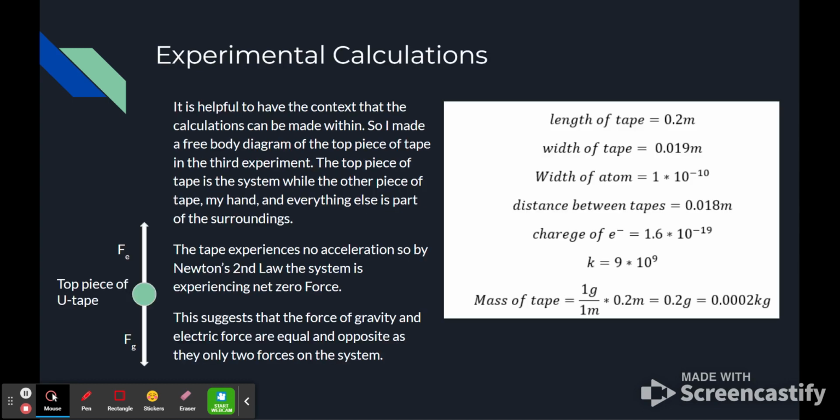It's helpful to have context that the calculations can be made within, and so I created a free body diagram. As you can see, this is the top piece of the U-tape, and on it are the force of electricity and the force of gravity. Since this tape experiences no acceleration, by Newton's second law the system is experiencing 0 net force. This suggests that the force of gravity and electric force are equal and opposite. On the right are some of the constants that I use in the calculations.